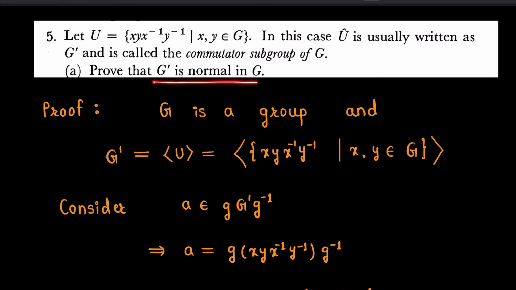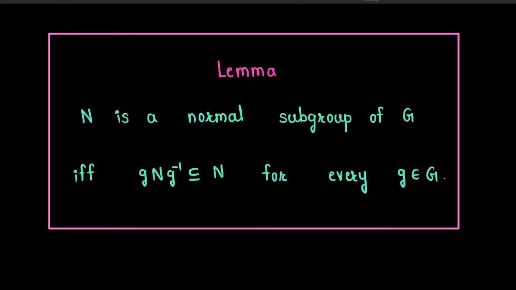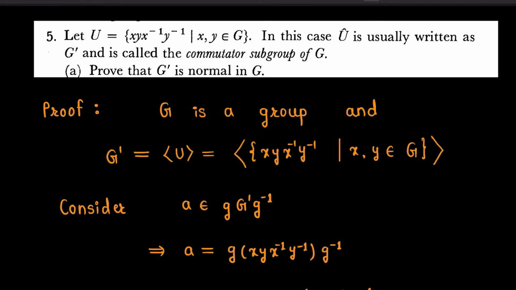To prove G' is a normal subgroup of G, we will use this lemma: N is a normal subgroup of G if and only if gNg⁻¹ is a subset of N for every element g in group G. Proof: here G is a group and G' is the subgroup generated by set U. Note that as G' is the subgroup generated by this set, every element of this set U, that is every element of the type xyx⁻¹y⁻¹, will be an element of group G'.